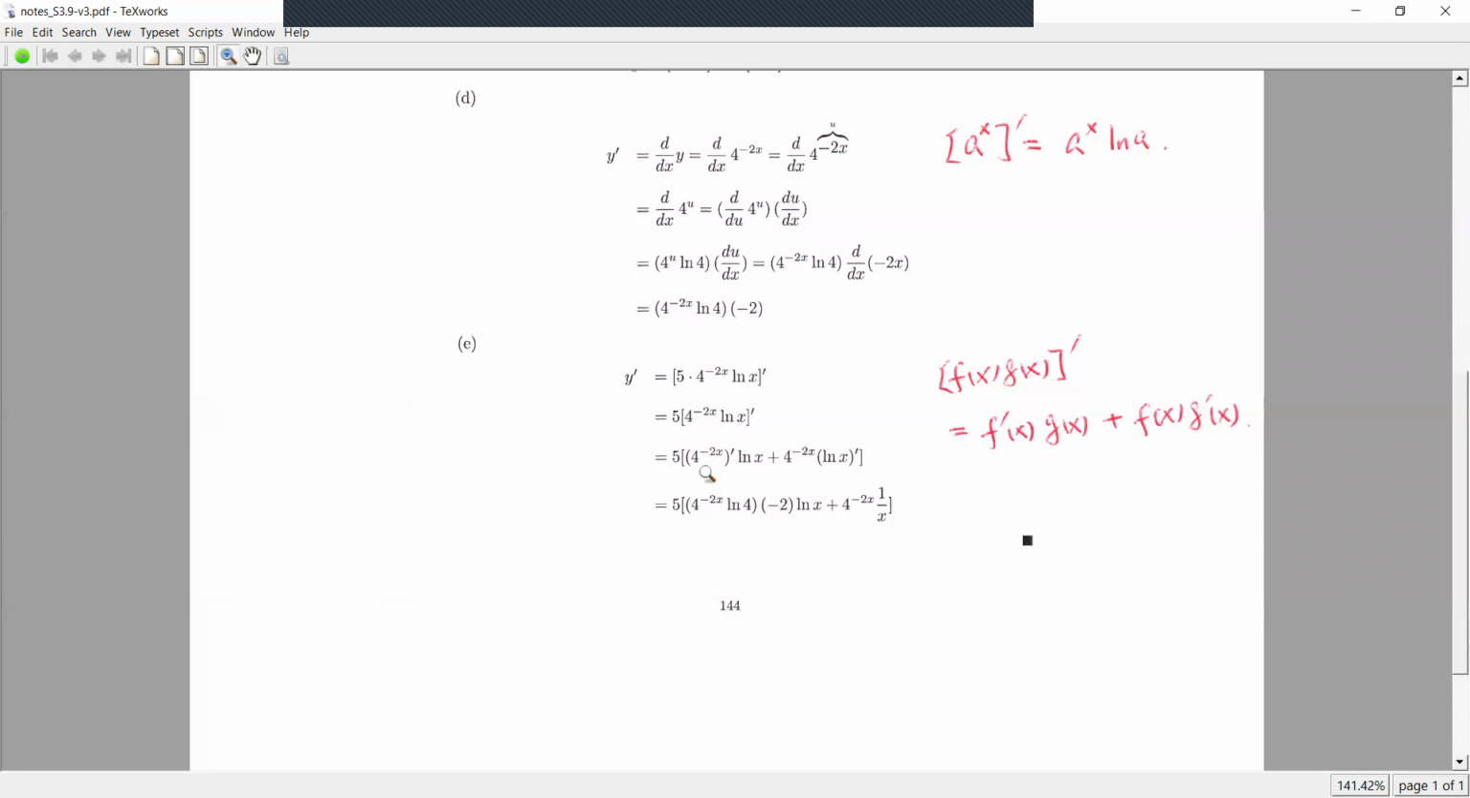About this derivative, I have computed it in part D. I just need to plug in the result in this derivative. The derivative of natural log of x, by formula, is 1 over x. Therefore, this is the result to part E.